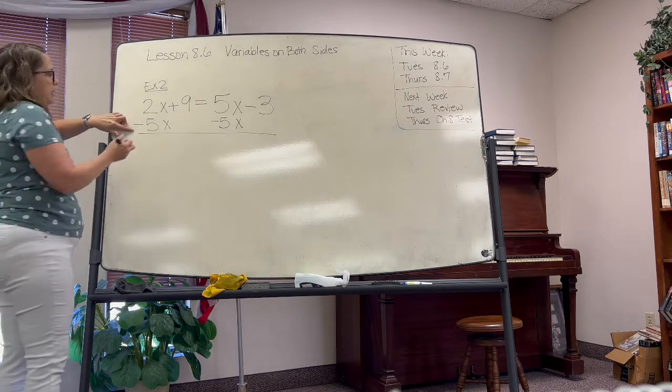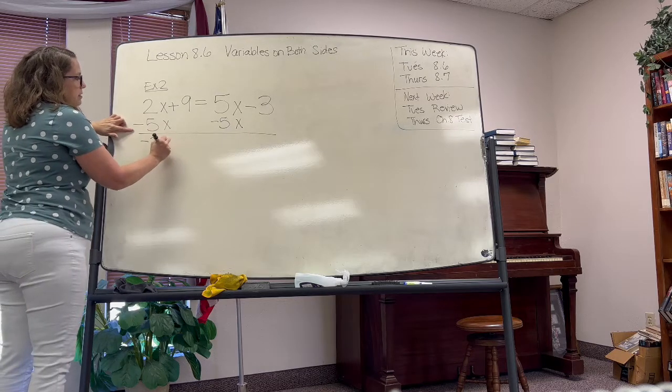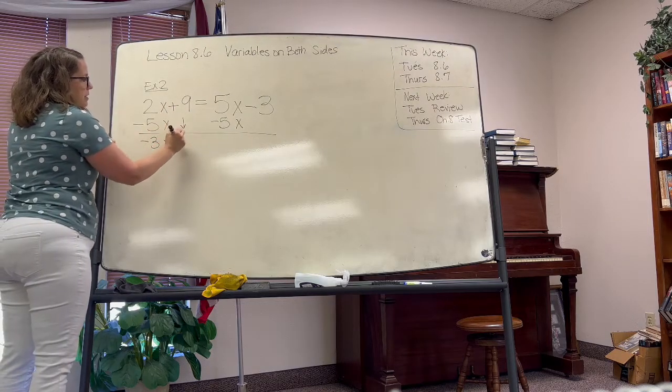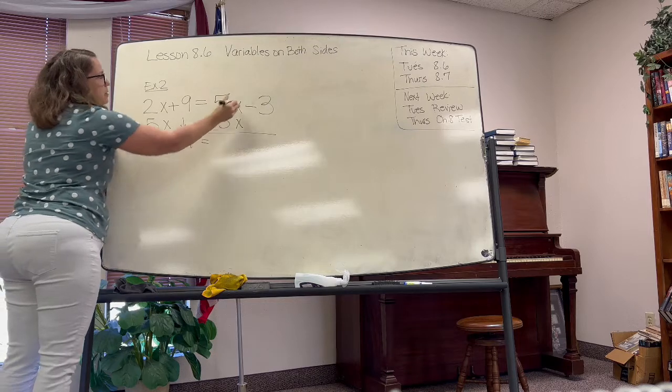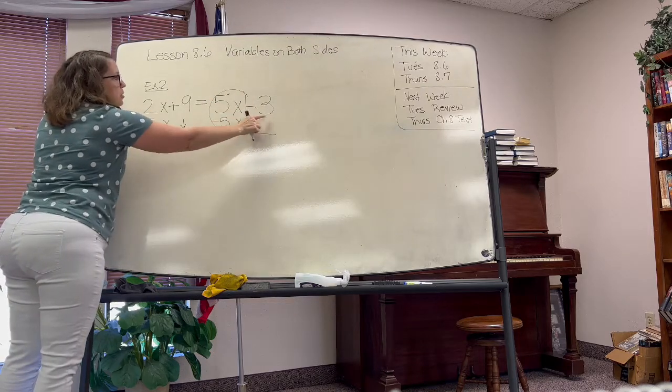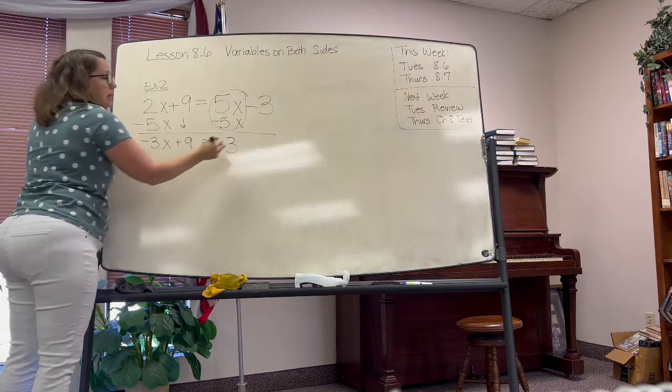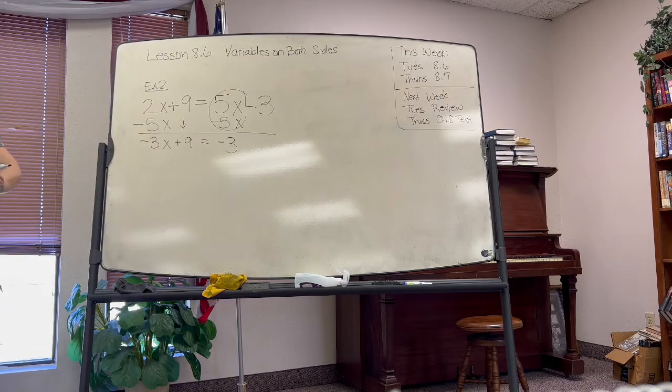Okay, so 2x minus 5x is negative 3x, plus 9. I just bring this down, right? Plus 9 equals, this is 0. So what I have left is negative 3. When it's a minus 3, that means the same thing as negative 3.